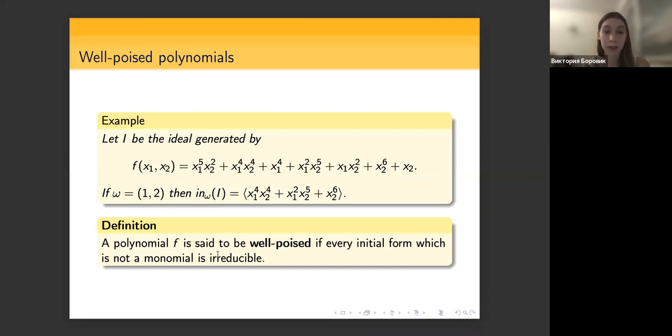And now I will define a well-poised polynomial. So the topic of my talk is well-poised hypersurfaces, so it is logical to define a well-poised polynomial. A polynomial is said to be well-poised if every initial form which is not a monomial is irreducible.